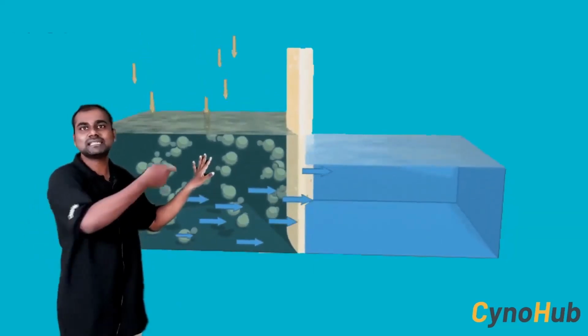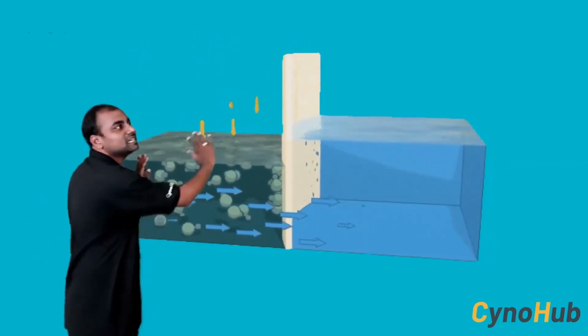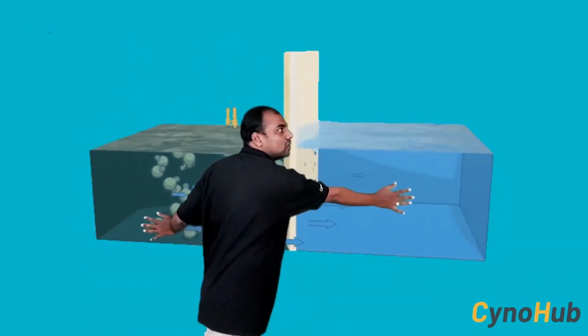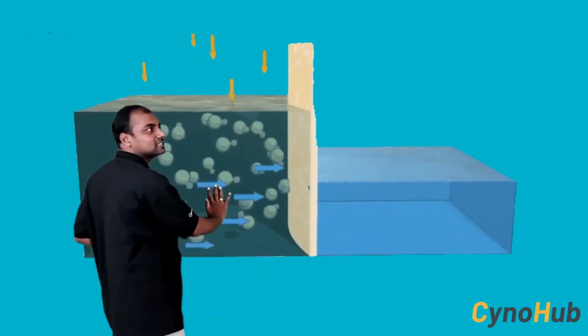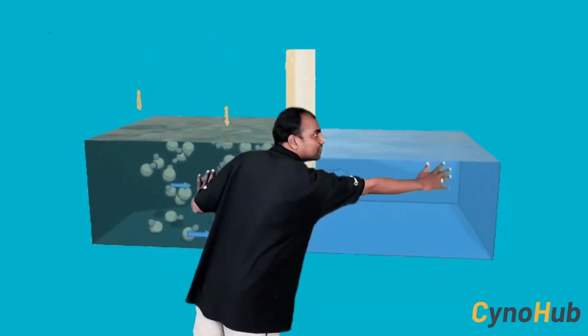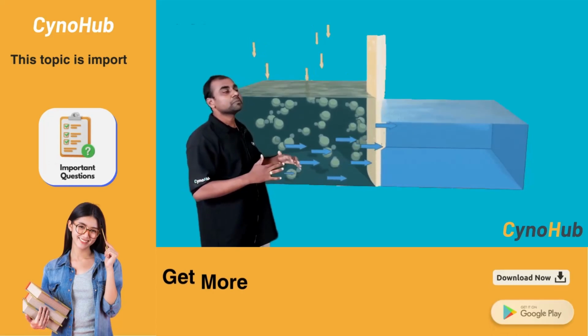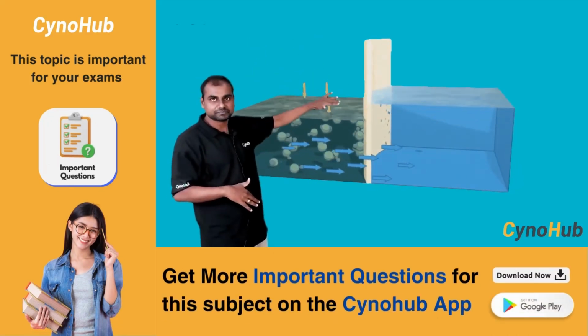How am I saying that this is high concentration? Because it has more ions. Here nothing is there, so this is low concentration and this is high concentration. Water will flow from here to here. But what we are creating is more pressure.